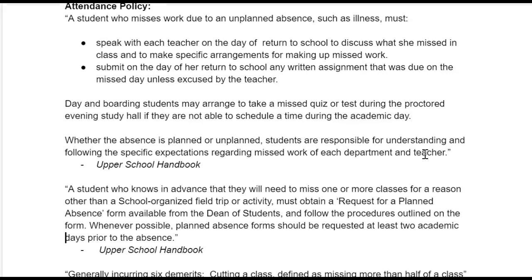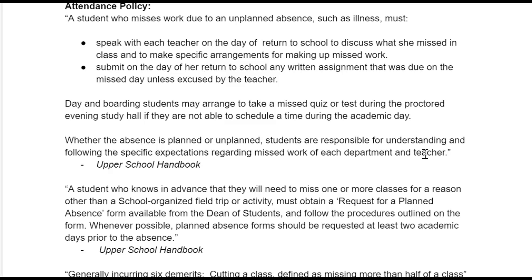All right, attendance. All of this is straight from the student handbook. I am not making this up, okay? So if you miss work for an unplanned absence, such as an illness, you got to talk to me on the day you get back to school. We work out arrangements for making up the missed work. You submit on the day that you come back what was due the day that you missed, because you should have done it.